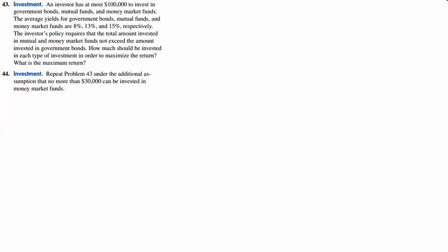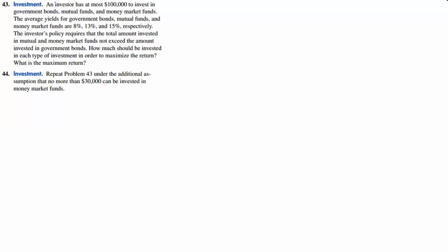All right, so on this one, what we need to do is convert the word problem into a linear programming problem, and then convert that into our system of equations with equals instead of less than or equal to, and then convert that into our simplex tableau. So a little bit to do. Basically, we're doing 44, and it says repeat this problem, but under the assumption that no more than 30,000 can be invested in the money market funds. So that's going to be an extra subject to thing.